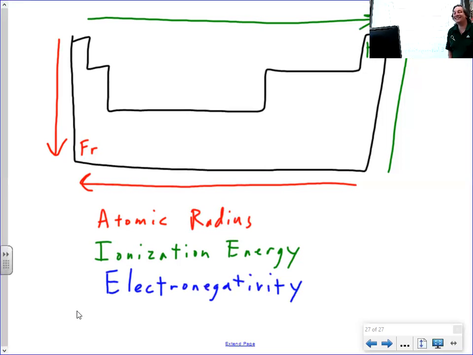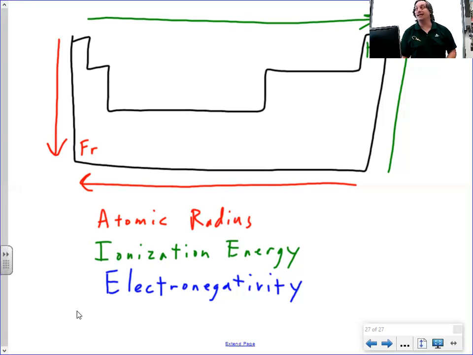Electronegativity is the tendency of an atom to want to get an electron. I say that this is Mr. Steal Your Electron. This is the tendency of an atom to want to attract an electron to itself. So if you remember the octet rule, everybody wants 8. So if you are close to 8, but not quite there, you really, really want an electron.